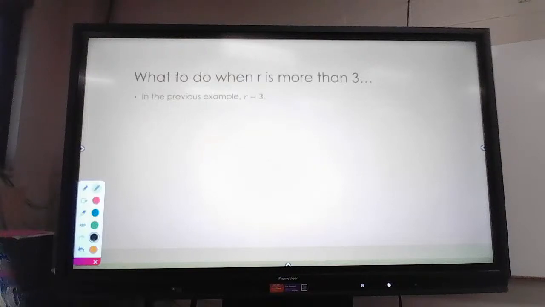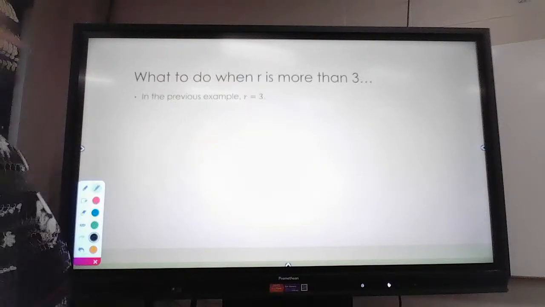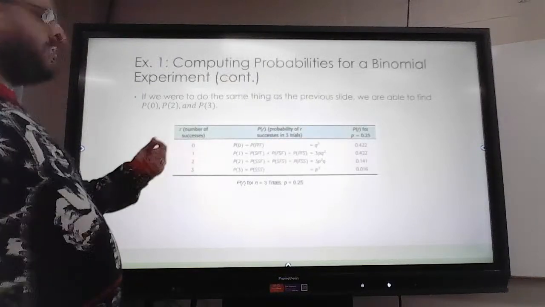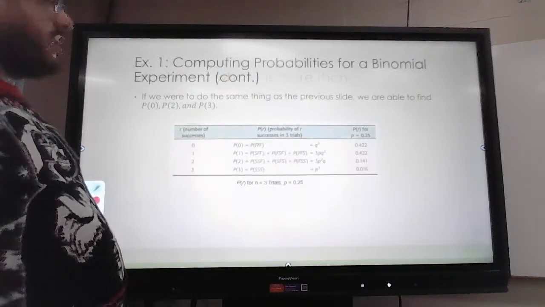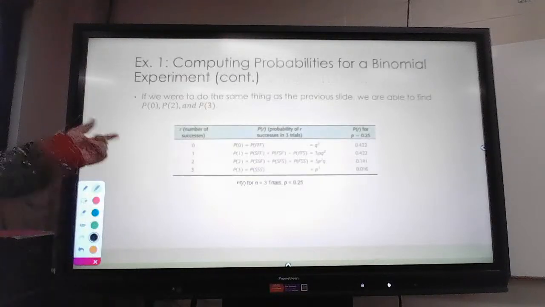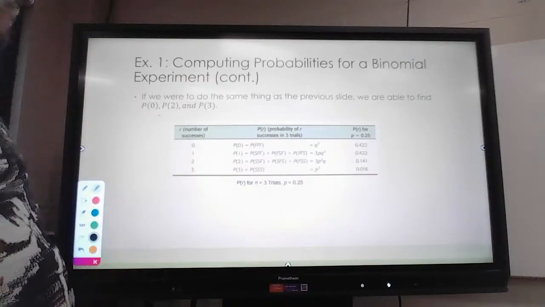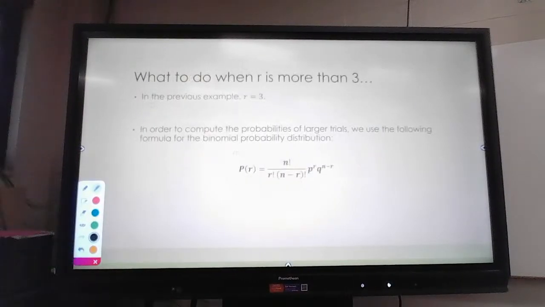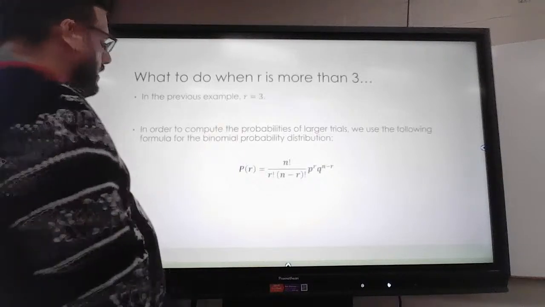Okay. What do we do when R is more than 3? So in the previous example, the number of successes that we wanted is equal to 3. But what happens when the value of R is greater than 3? Because we already covered equal to 3, and we've already covered less than 3. But what about R greater than 3? This is where the binomial probability formula is going to come in handy.